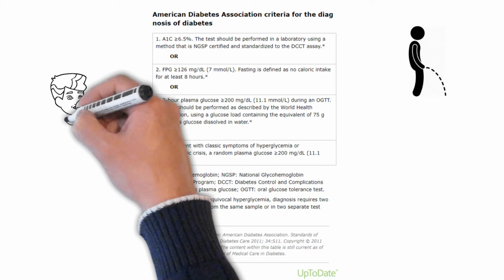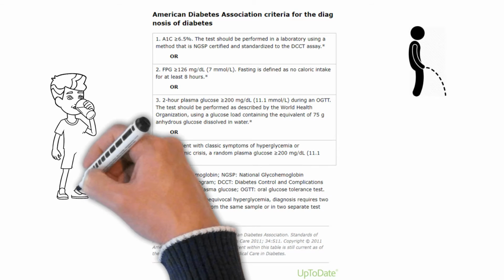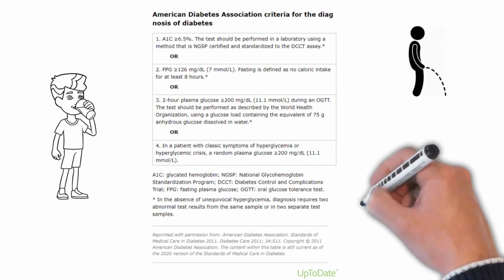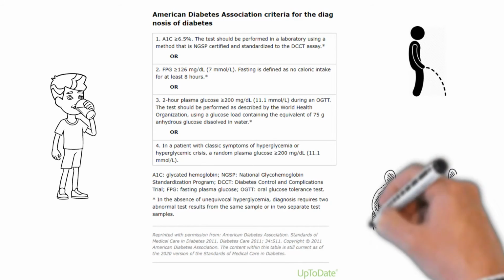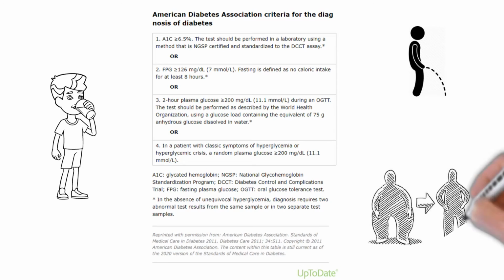And for symptomatic hyperglycemic patients with features such as polyuria, polydipsia, and excessive weight loss, the random blood sugar can be used as a diagnosis method for diabetes mellitus, and the value should be more than or equal to 200 mg per deciliter.